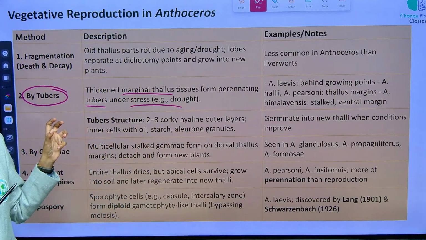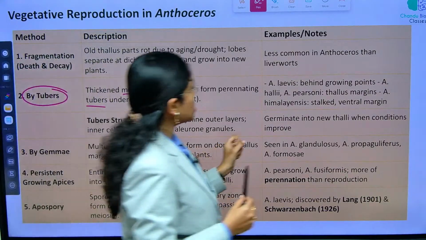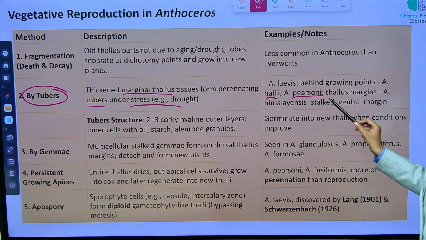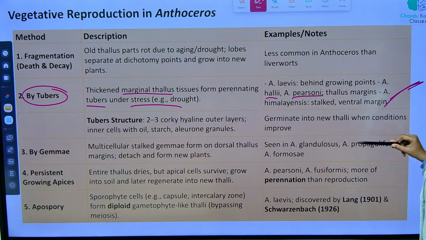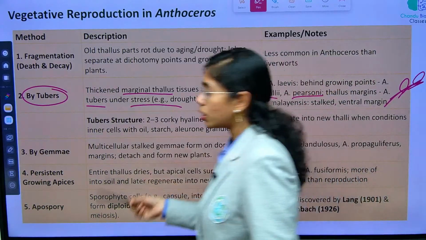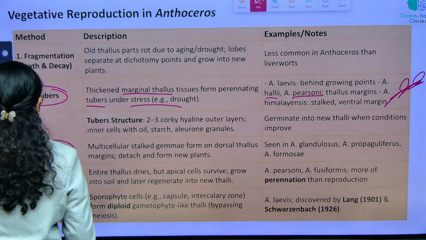They form perennating tubers. In Anthoceros halli and personii, thick thallus margins will be formed. From there tubers will be developed, and their dissociation and falling onto a suitable substratum will give rise to a new thalloid body. Next is gemma.